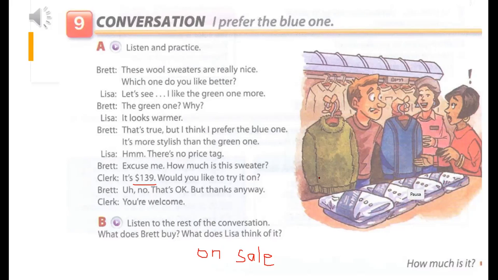Wow, that sweater is really expensive. I don't want to spend that much money. Oh, look, there are some things on sale over there. Oh, you're right. These shirts are really nice, and they're cheap too. I like this one. Is it cotton? Let's see. Yes, it is. It looks nice on you. The colors are really cool. Great. I'll take it.